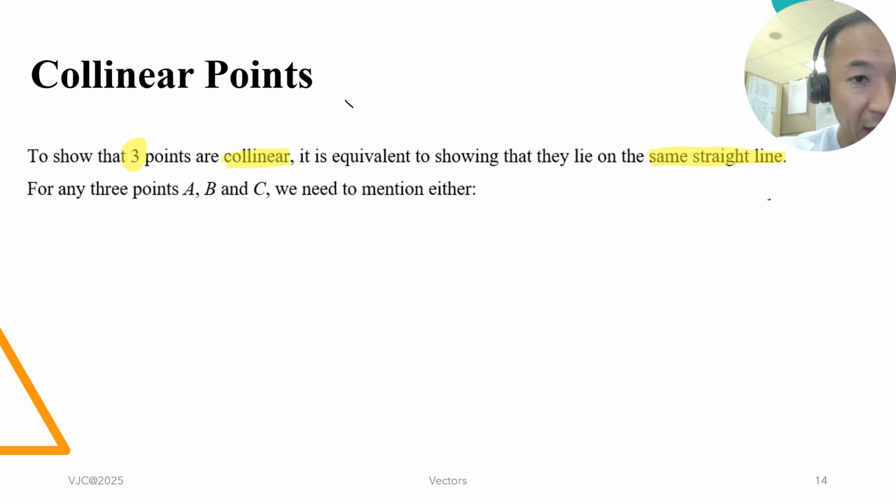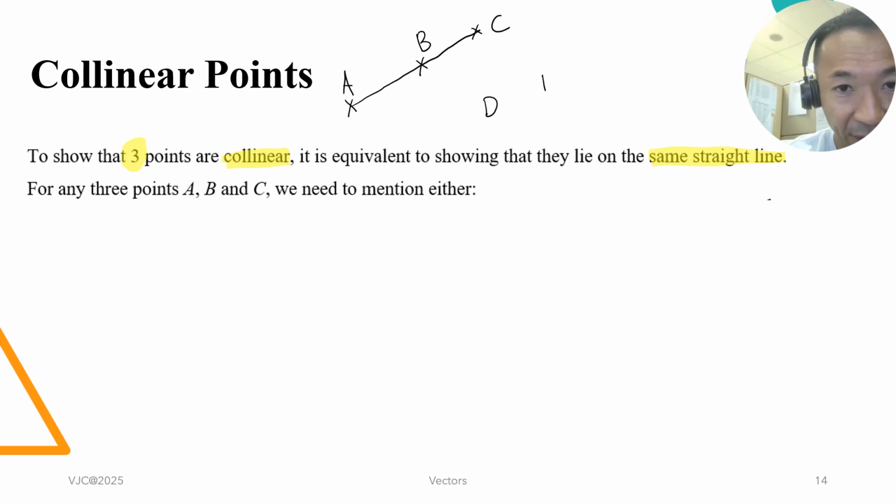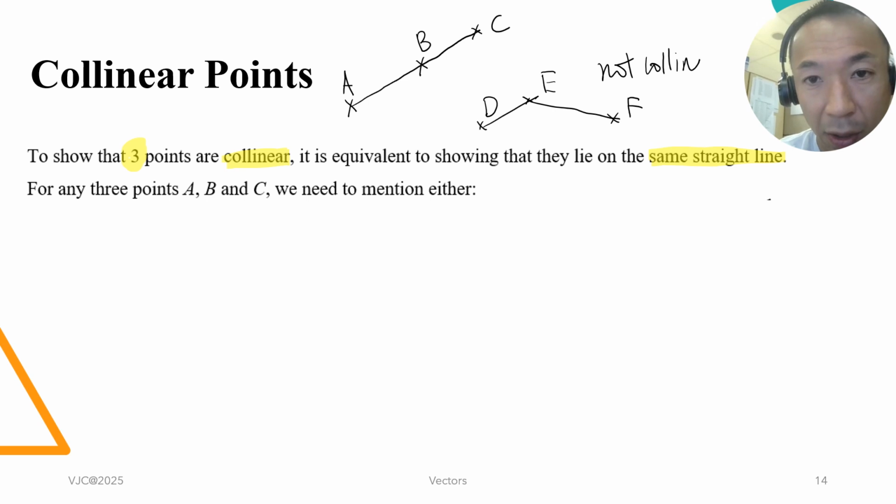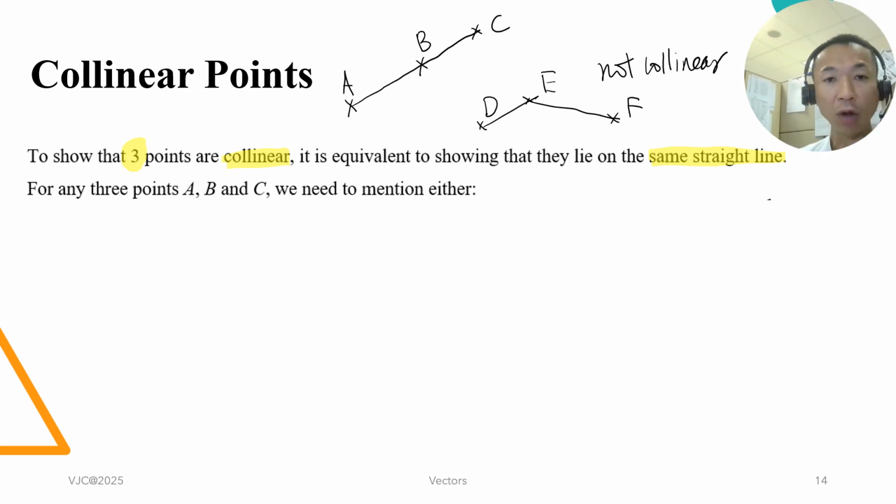We mean A, B, C. This means A, B, C are collinear. If you have D, E, F, like that, D, E, F are obviously not collinear. They don't lie on the same straight line. This one is not collinear.